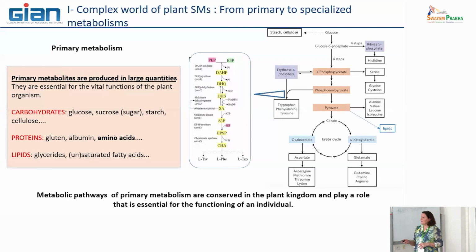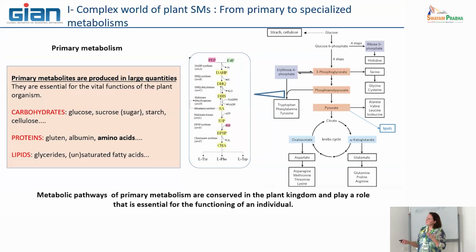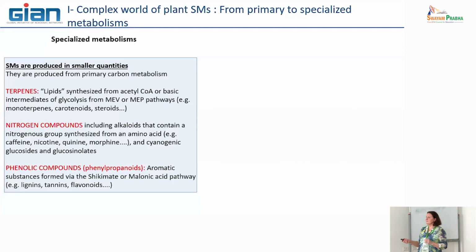Secondly, what are the three main families that are produced? I have put here that these primary metabolites are normally produced in a very large quantity. Normally in a cell, there is no limitation with this type of metabolite, which is not the case with the specialized metabolites that are produced in a much smaller quantity, and sometimes they are not produced all the time. So this is one of the most important differences between the two types of metabolites.